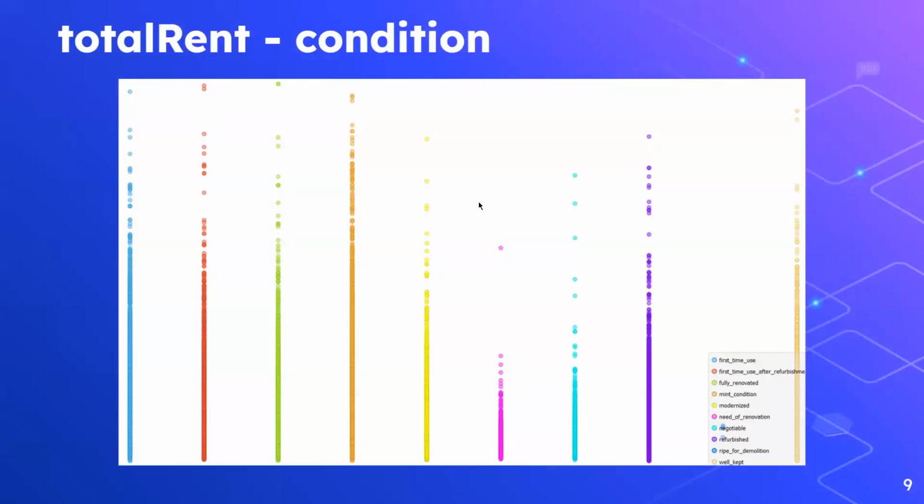And then we looked at the condition. Our total rent is Y-axis, condition is X-axis. It means condition of first time use after refurbishment or fully renovated have higher rent prices as expected, and the condition that is in need of renovation has lower rent prices, again as expected realistically.